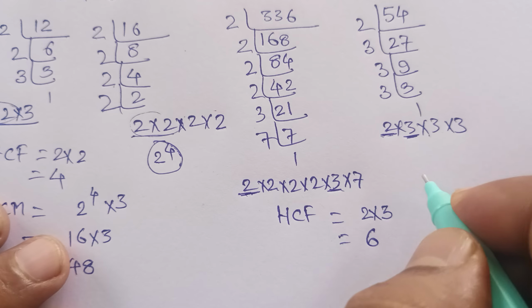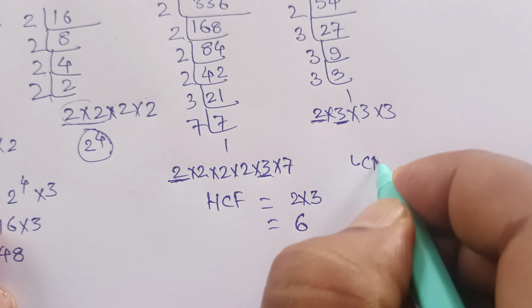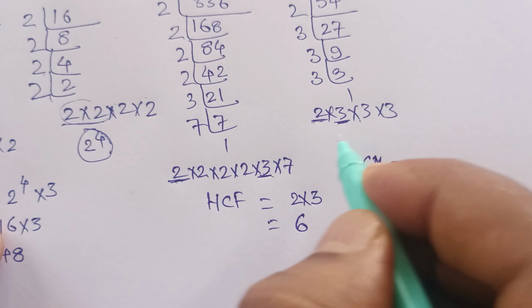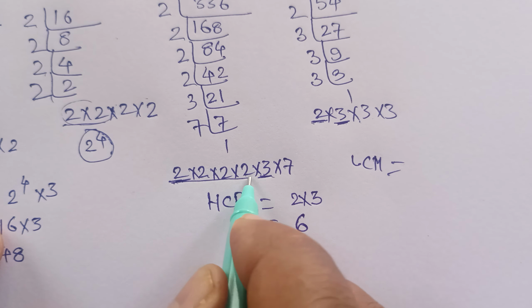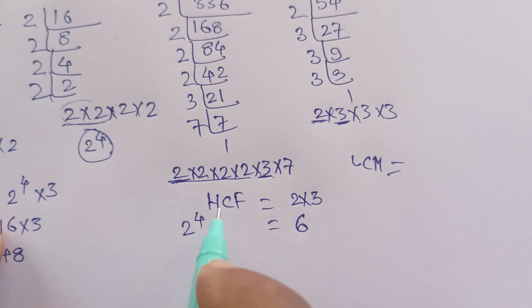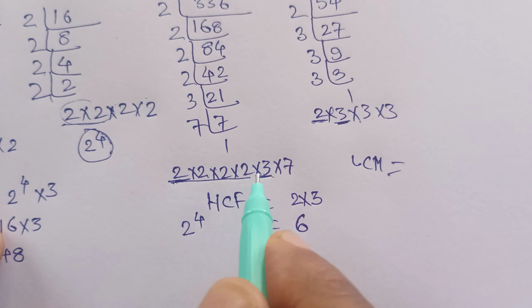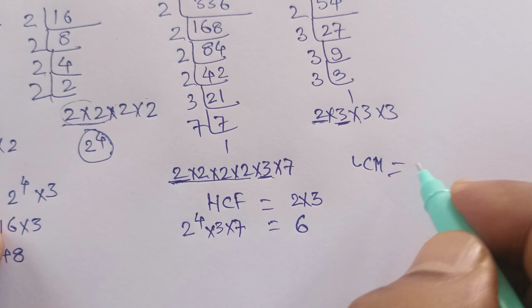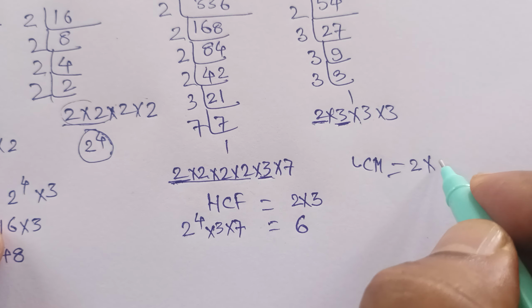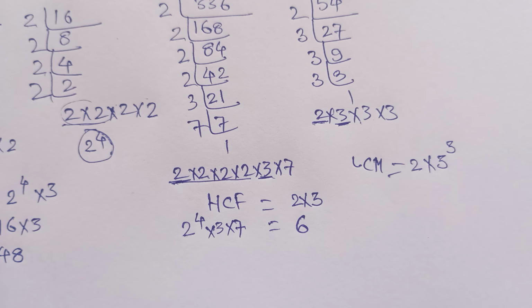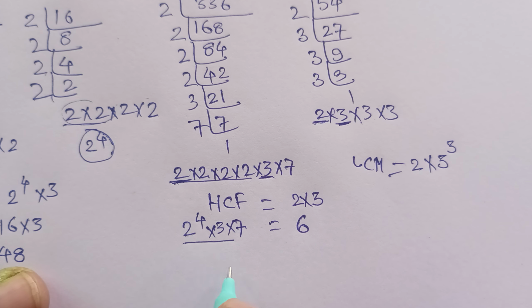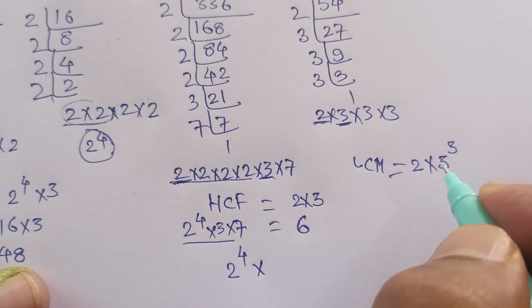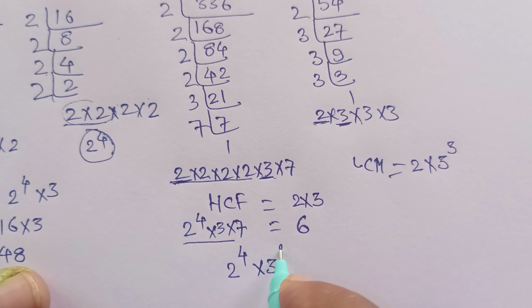SCF will be 6. And LCM what you can write? LCM we can write, what is the highest degree here you see? Highest degree what you can say? 2 to the power 4. In 336 how many 2s are there? We have 4. So 2 to the power 4 into 3 into 7. And here what we have? 2 to the power 1 and 3 to the power 3. So what is the highest power we have? For 2, highest power is 2 to the power 4. Here what is the highest power we have for 3? 3 to the power 3, and you have to remember 7.